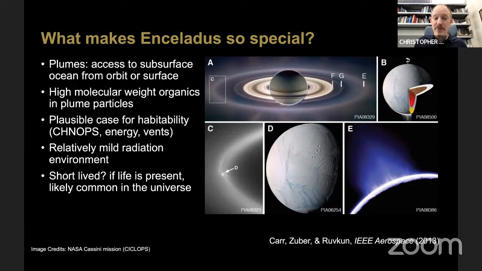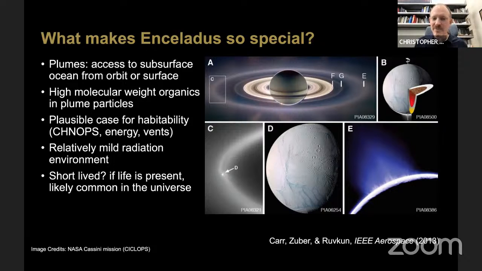And there's a plausible case for habitability. We know that the elements required for life are present. We know there's energy due to the higher temperatures of the vents, the flexing of the icy shell. And we think there are probably vents in the ocean as well at the rock-water interface, which could be an analog for proposed vent origins of life. It's also a relatively mild radiation environment in comparison to Europa, for example.